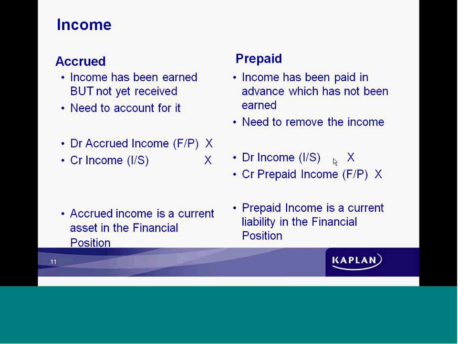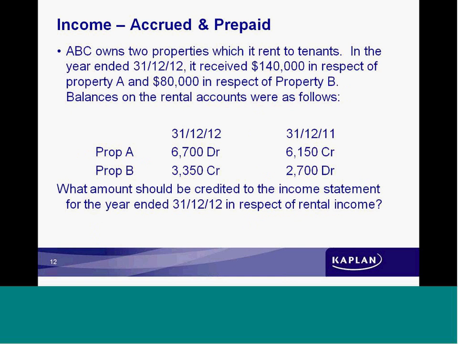What is an example for you to have a look at and have a go at? It is quite technical. Okay, I will give you a little bit of a hint. So what we've got is that ABC owns 2 properties, which it rents to tenants, and in the year ending the 31st of December 2012, it received $140,000 in respect of property A and $80,000 in respect of property B.